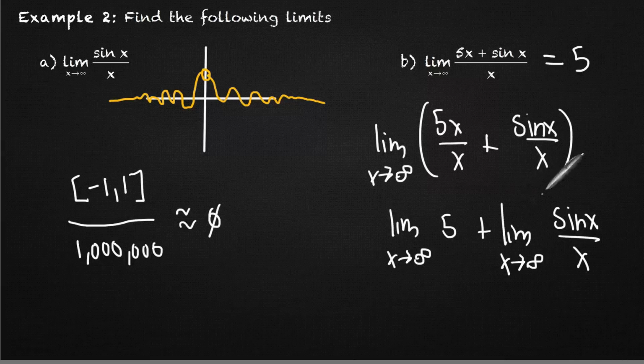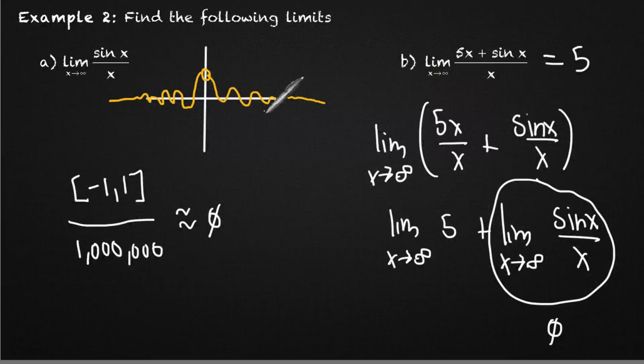We've already established that this limit is 0 because of the last problem, and the limit as x approaches any number of a constant is just that constant. So 5 plus 0 is going to be 5.